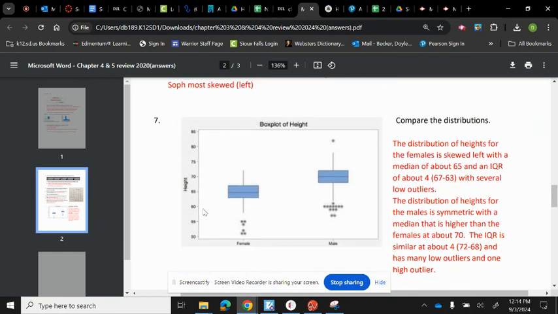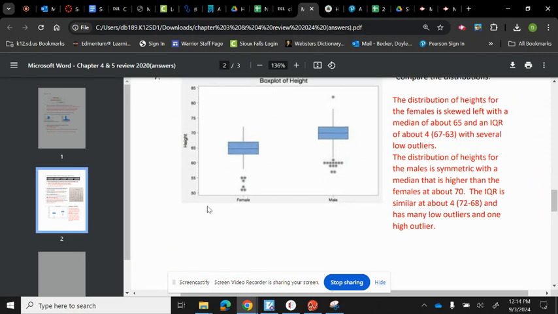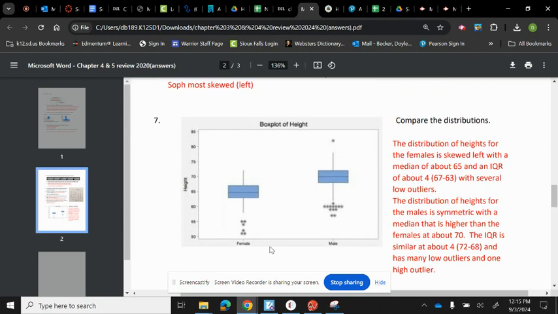All right, this one is again another one on compare the distribution. Make sure you start out. Let's go through the checklist. 7 points, and I'm doing this one twice because it's going to be on the test, probably not on there twice, but it says the distribution of heights. So, what do we have?